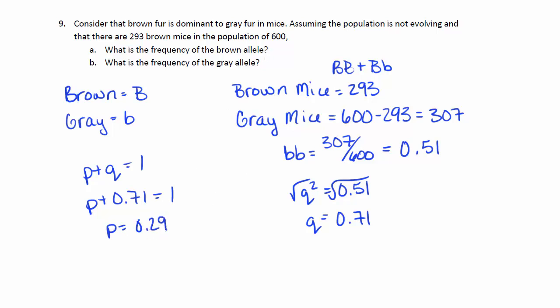Okay, so if we just come back up here, brown, capital B, that is p down here. So that's 0.29. And the gray allele, little b, or q, is 0.71. Okay, and notice also that those do add up to equal 1, which is always a good thing to double check.